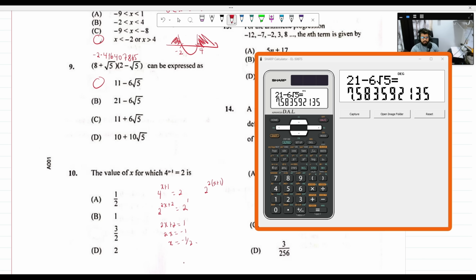So with that being said, none of my answers here corresponds to x is equal to negative a half. That means the power in the question needs to be minus 1. If the power is minus 1, I'm going to get 2x is equal to 1 plus 2, and x is equal to 3 over 2. So the answer is C.